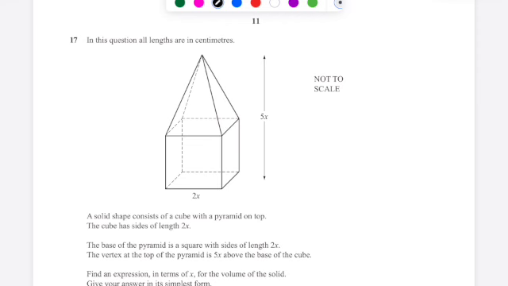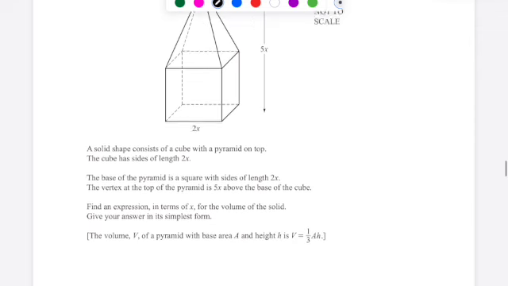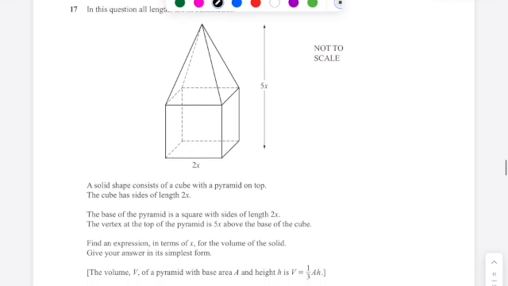It is in the shape of a cube with a pyramid on the top. Cube has the sides 2x. The square base pyramid has a square with a side length of 2x. The vertex of the pyramid is 5x, the height. Then from the base of the cube, find an expression in terms of x, the volume of the solid, given that the volume of the pyramid is 1 upon 3 area of the base times height. So if this is 2x, so this has to be 3x.